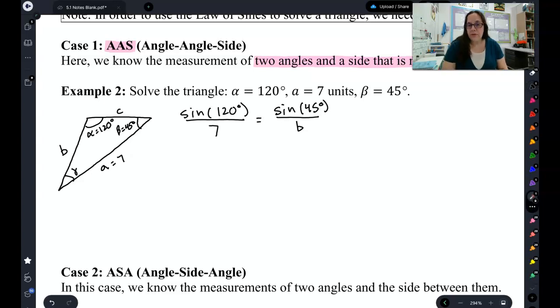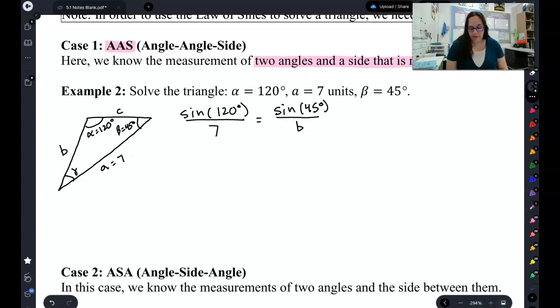Now, anytime you're solving one of these equations, you know you've got it right if you only have one variable you're solving for. If you set up this equation and you have more than one variable you're solving for, that means you're doing it wrong. Go back and pick some different pairs.